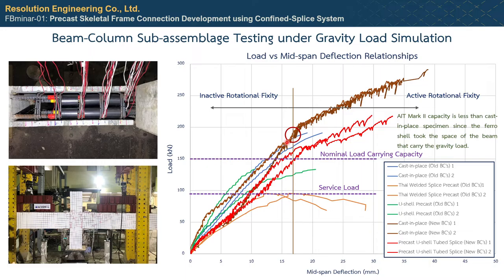I didn't show the result of this one. It is just the additional information from the previous one. But now comes the sub-assemblage testing. You can see that the splice area, which is still very short, is now enhanced. The capacity is enhanced by the confinement, which is the black steel tube, right?